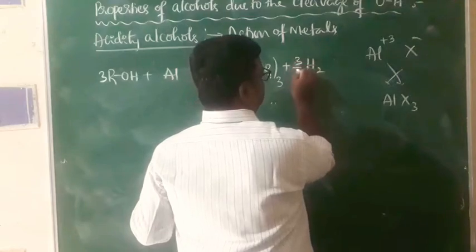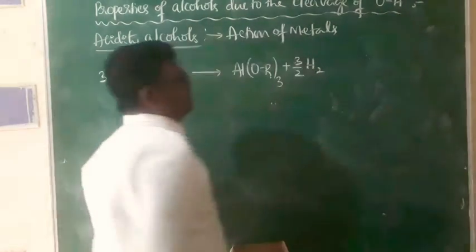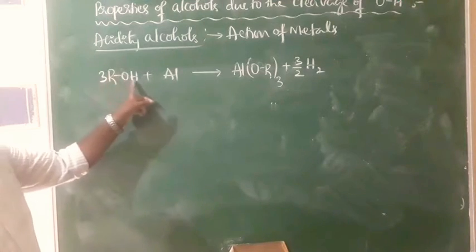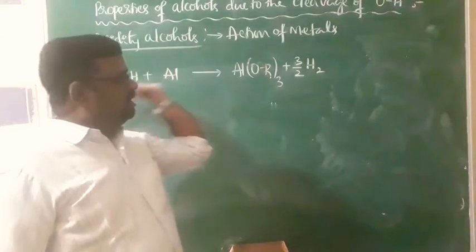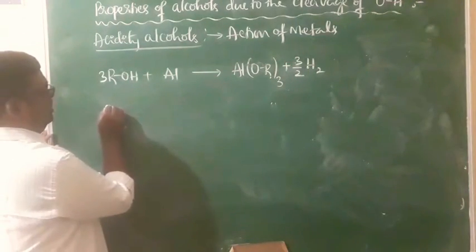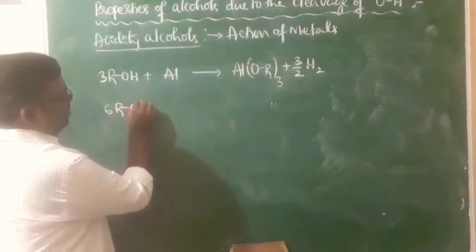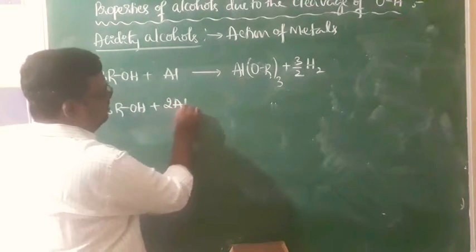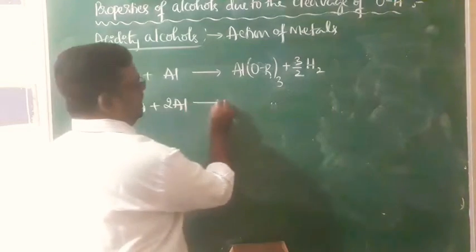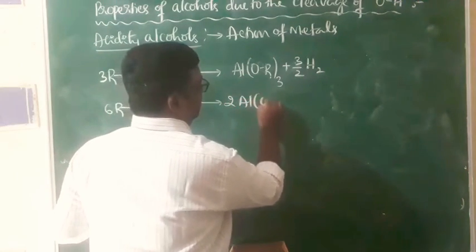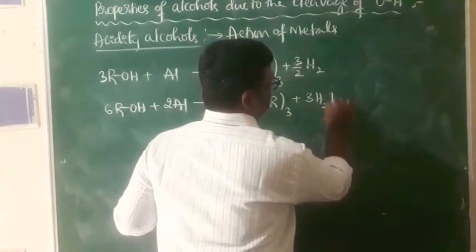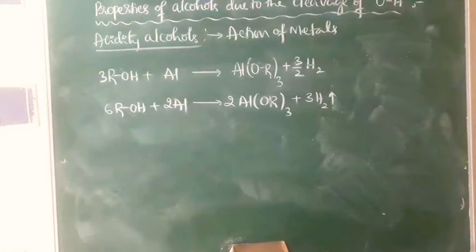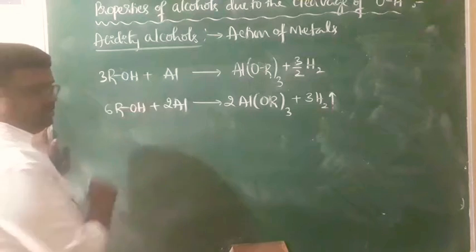Then go for 3/2 H2. 3/2 H2 means 3 hydrogens, and here also we have 3 hydrogens, so the equation is balanced. But if you want to avoid this fraction, you multiply the whole equation by 2. So that is 6 ROH plus 2 Al gives 2 Al(OR)3 plus 3 H2. This is what we call the action of aluminium on alcohols, and of course here also hydrogen gas is liberated, and cleavage of the OH bond takes place, right?